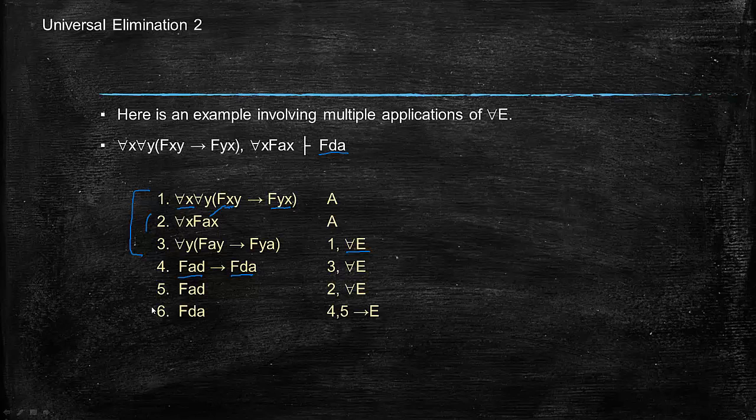So now, of course, you know how to get FDA. That's just by 4-5 conditional elimination. Make sense?